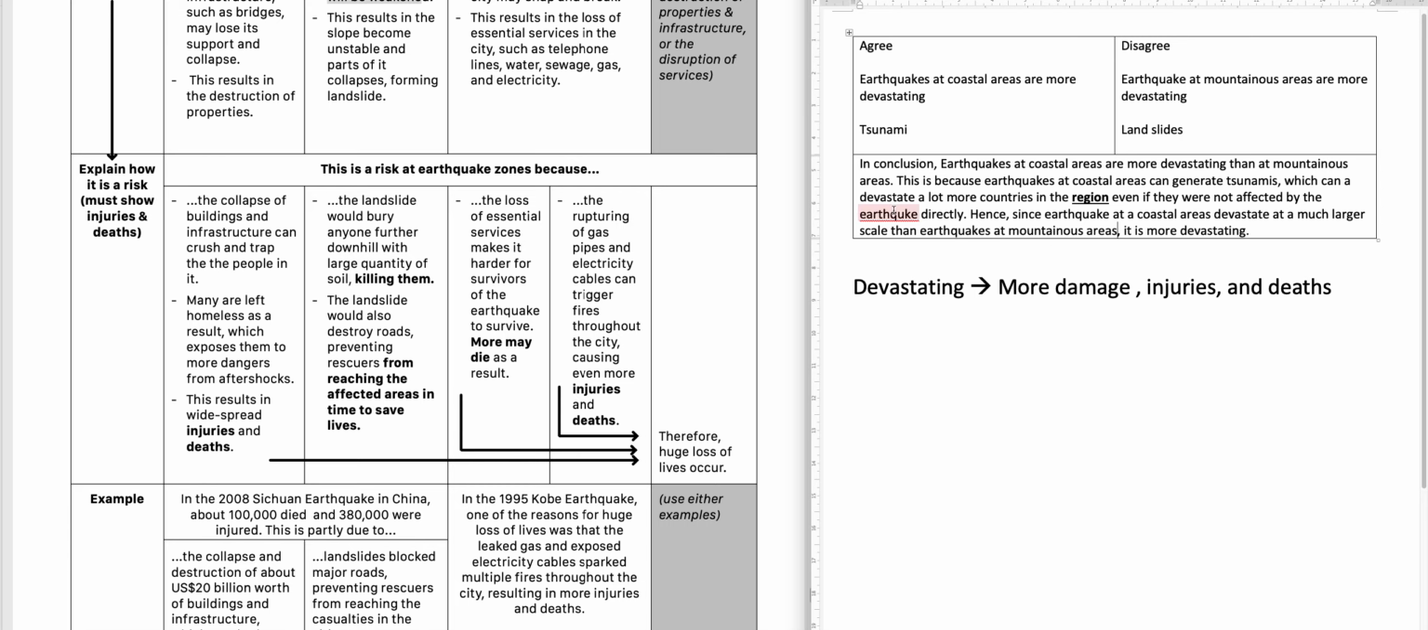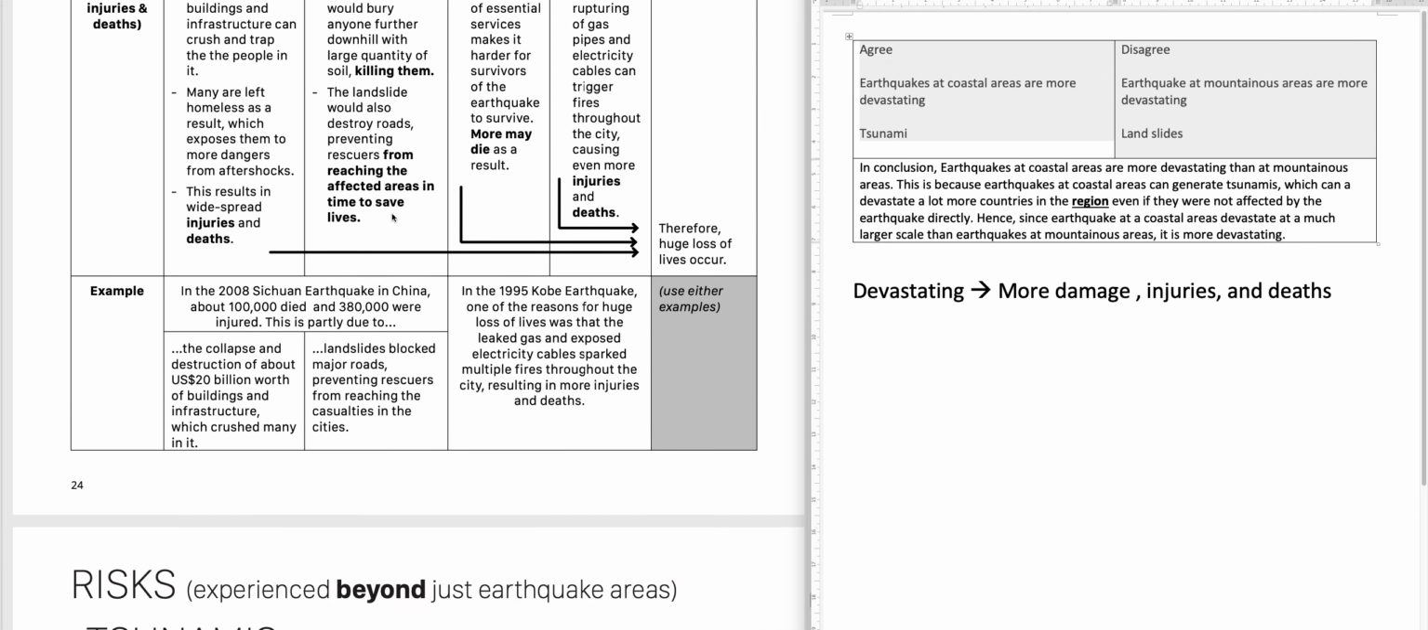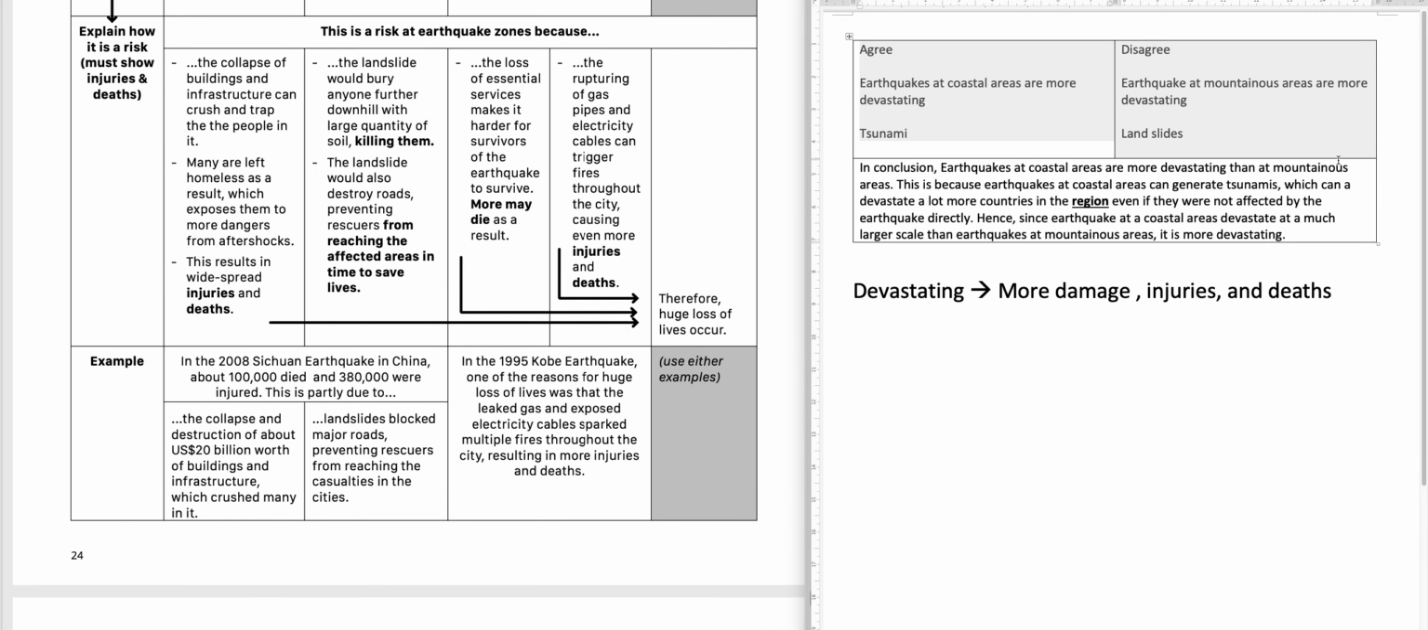So that would have made your answer a lot more complete, if you choose to conclude. But the problem with many of you is that you did not explain these two sides and provide examples. So make sure you do that, and that will make your answer a lot better.